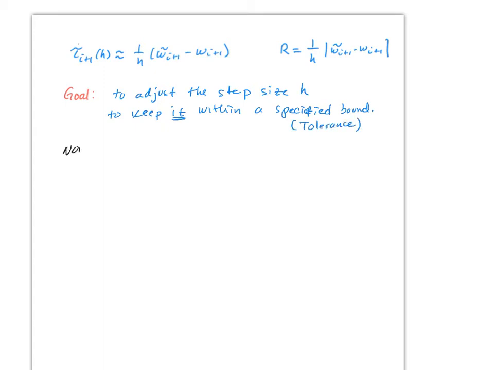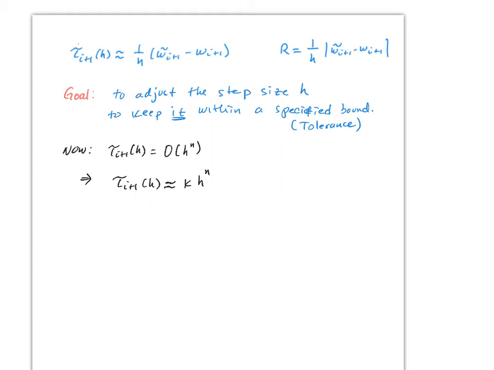Okay, now since we already agreed that tau_{i+1} of h is order of h to the n, then it is a reasonable assumption that tau_{i+1} should be approximately equal to a constant times h to the power of n. So that's a reasonable assumption.